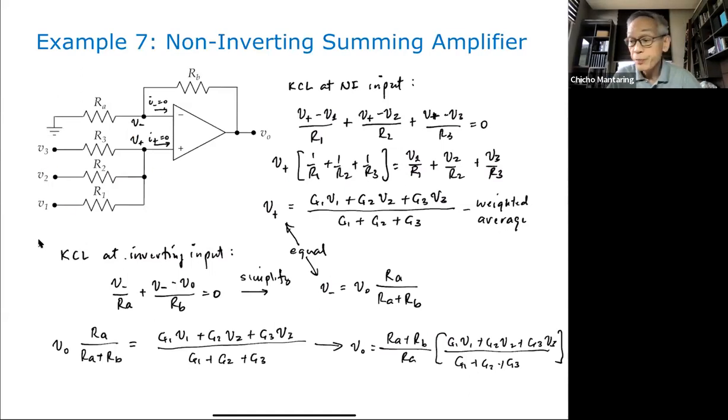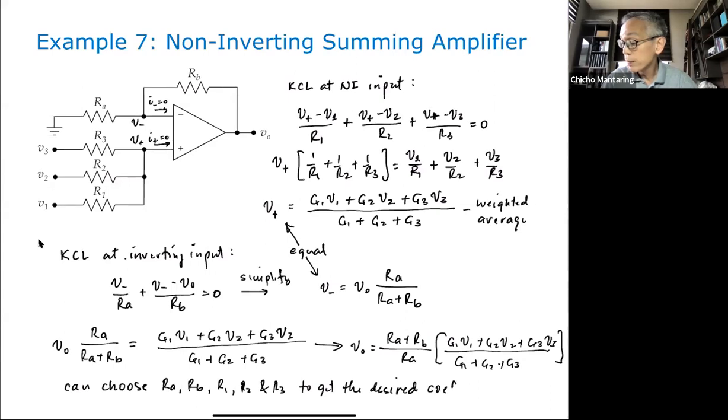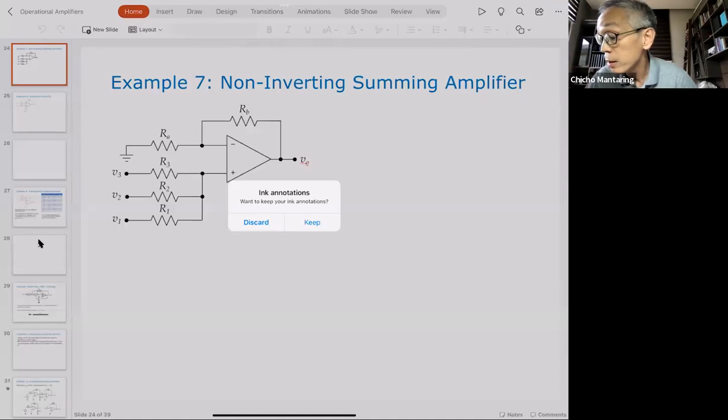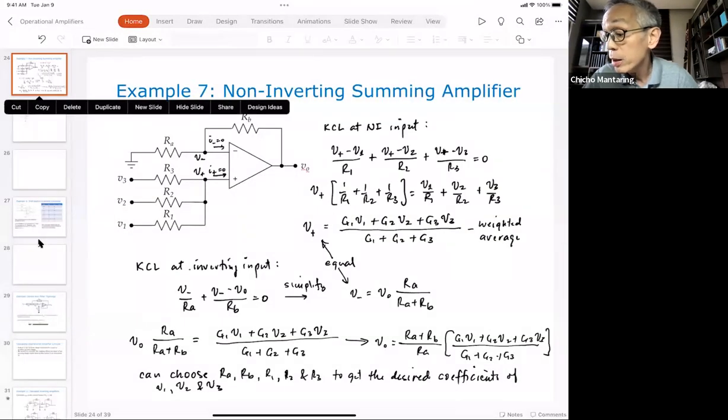And I can choose RA, RB, R1, R2, and R3 to get the desired coefficients of V1, V2, and V3. So let me give an example, no? I need additional space. Gawa tayo ng example.